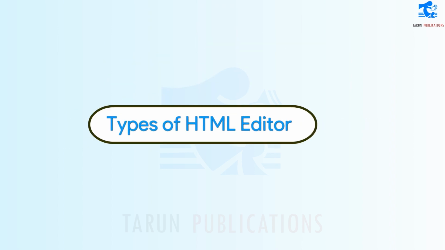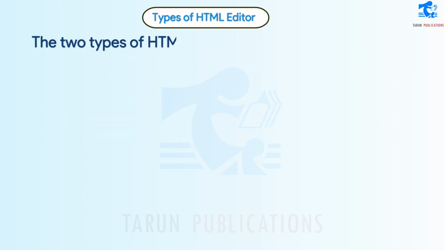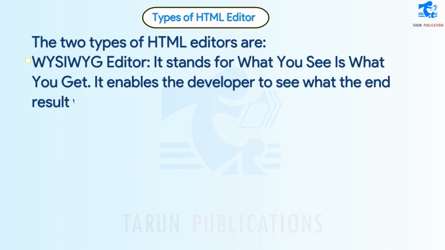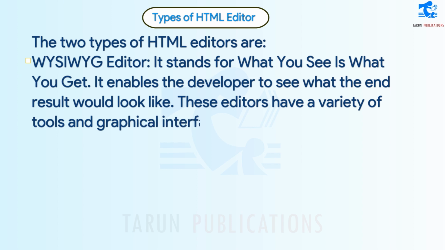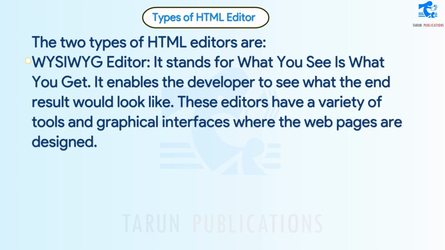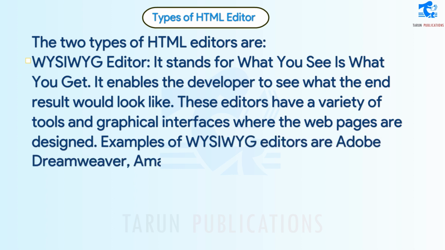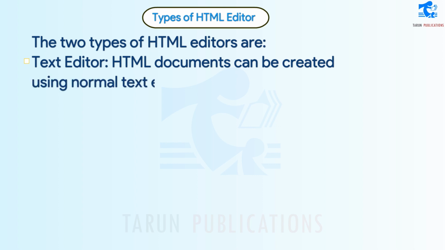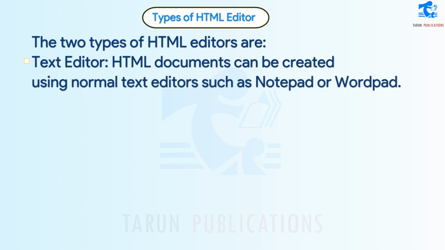Types of HTML editor. The two types of HTML editors are the WYSIWYG editor and the text editor. WYSIWYG stands for what you see is what you get. It enables the developer to see what the end result would look like. These editors have a variety of tools and graphical interfaces where the web pages are designed. Examples of WYSIWYG editors are Adobe Dreamweaver, Aptana, and Google Web Designer. Text editor: HTML documents can be created using normal text editors such as Notepad or WordPad.